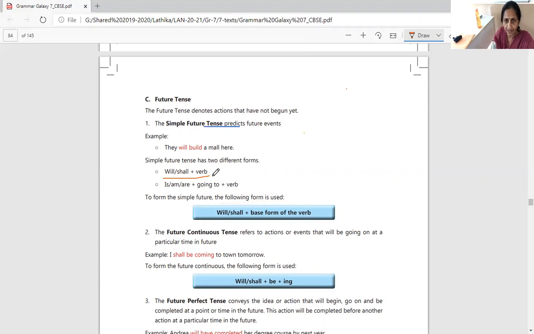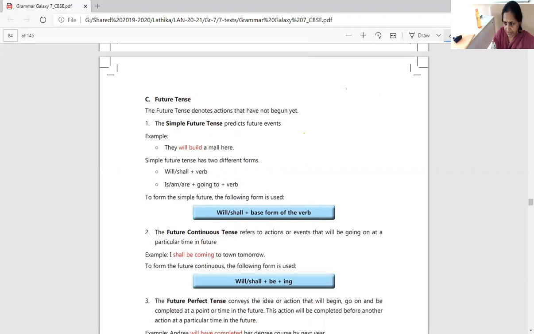Will or shall plus the verb. Or another way of forming the future tense is the to be forms is, am, are, according to which subject you are using, plus going to plus the base form. Okay. So will or shall, we already said this. So this is how you will form the simple future tense.